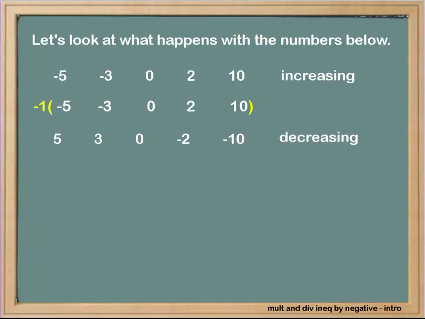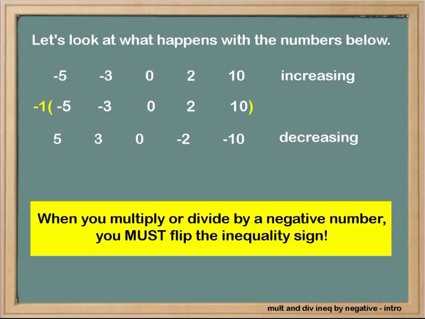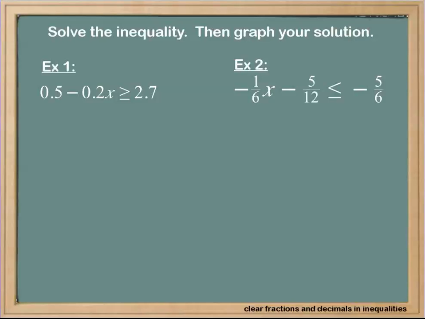I want you to think about this when you're solving an inequality. There's a very important thing you need to understand, and that's when you multiply or divide by a negative number, you have to flip the inequality sign. Just like this happened up here, we multiplied by -1, it flipped the order. In an inequality, when you divide by a negative number or multiply by a negative number, you must flip the inequality symbol.